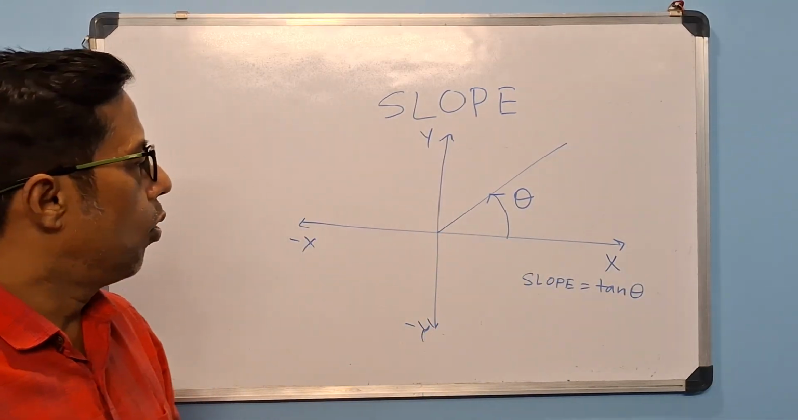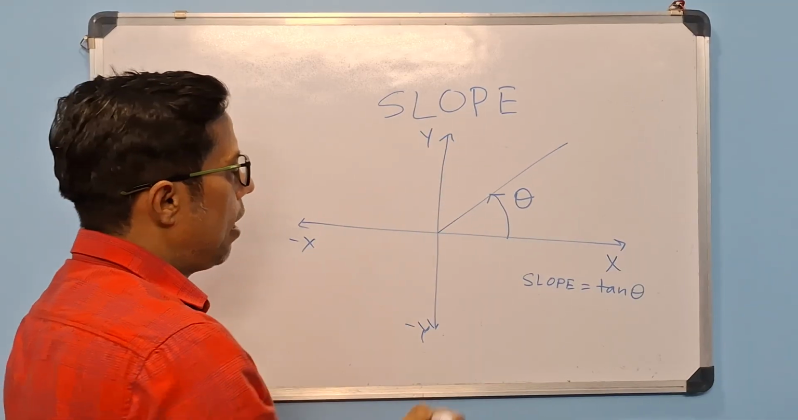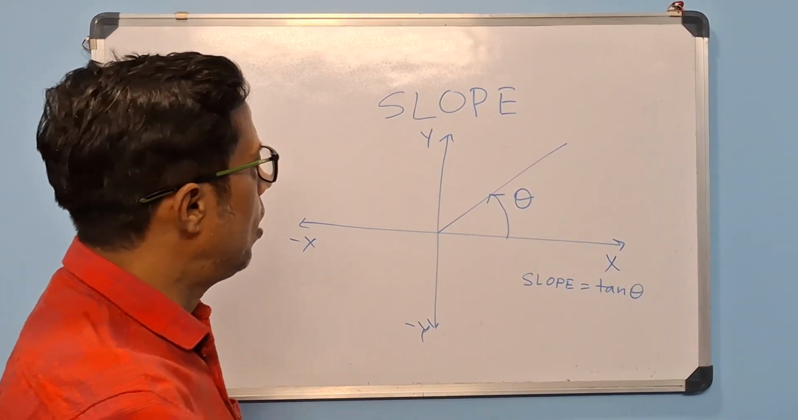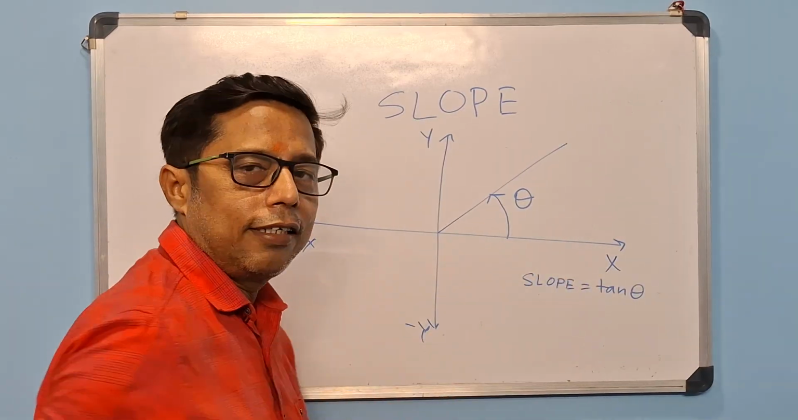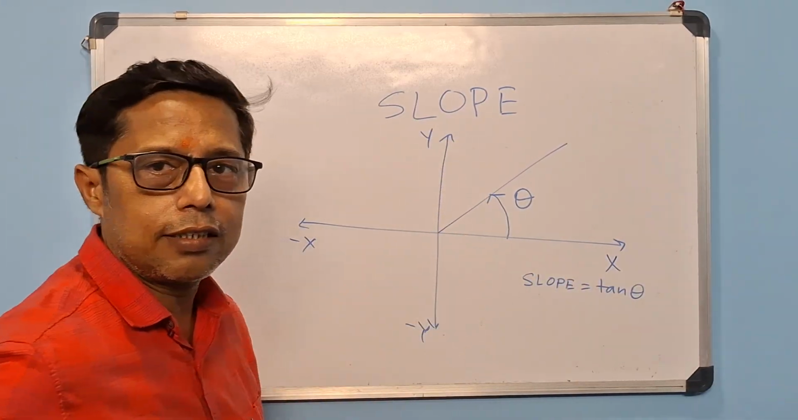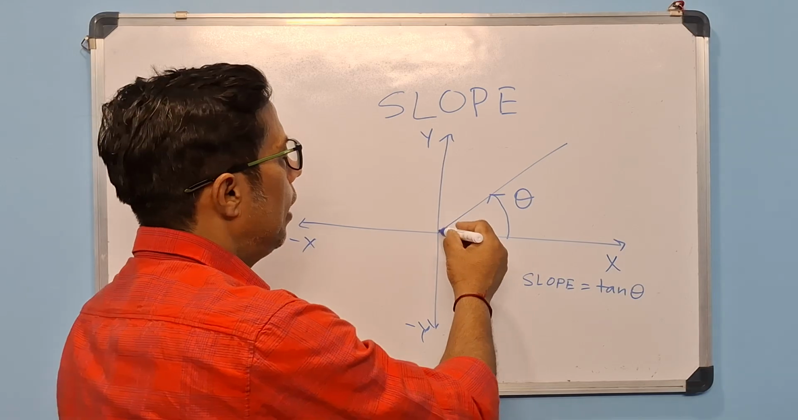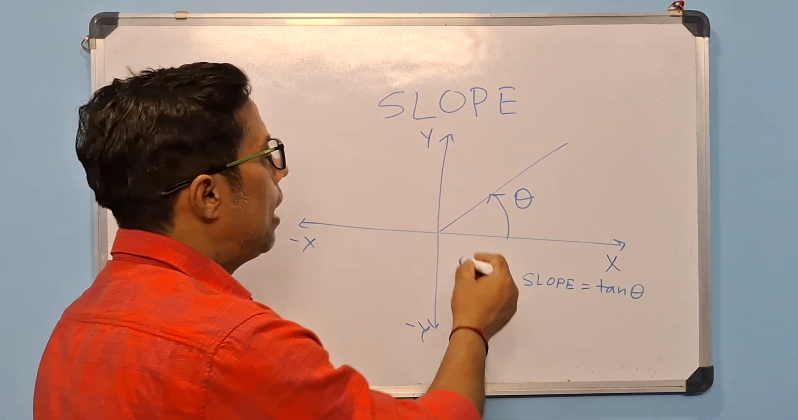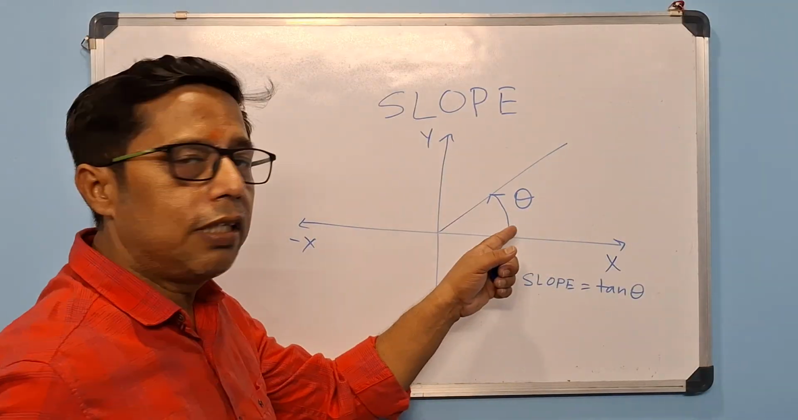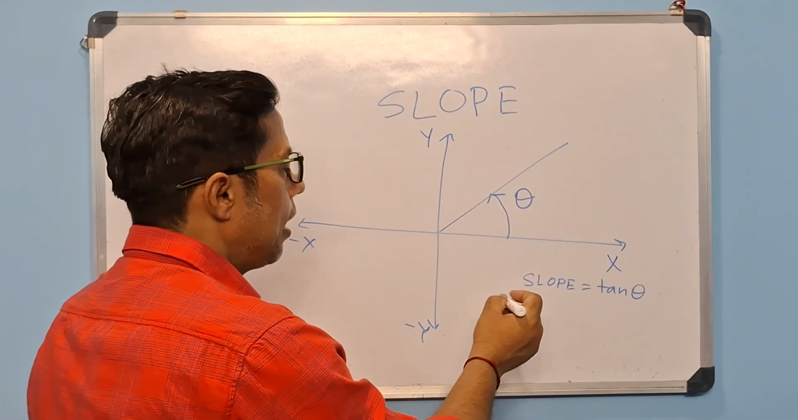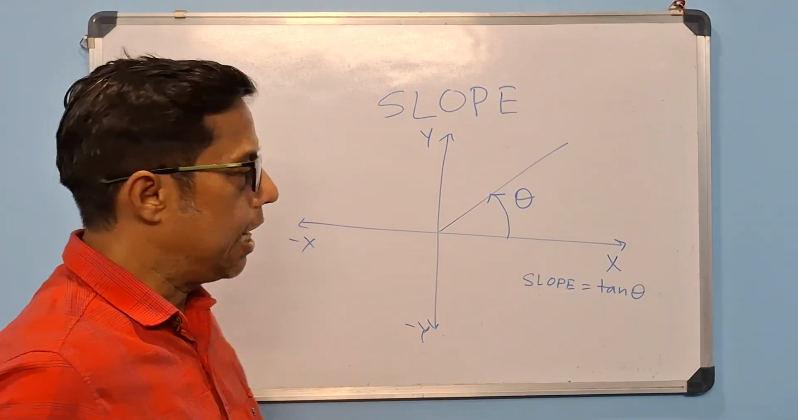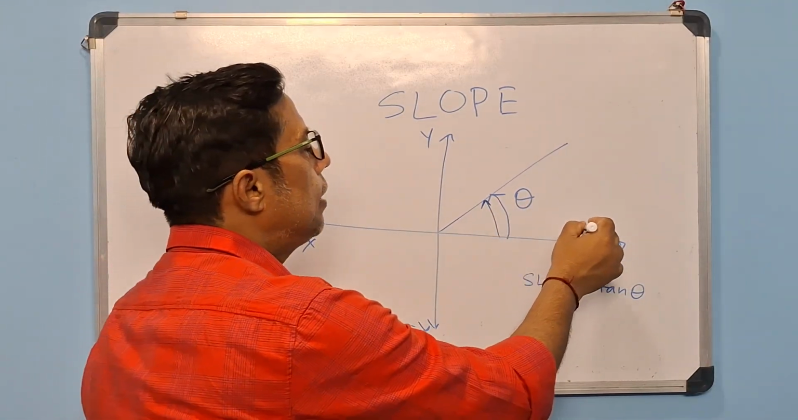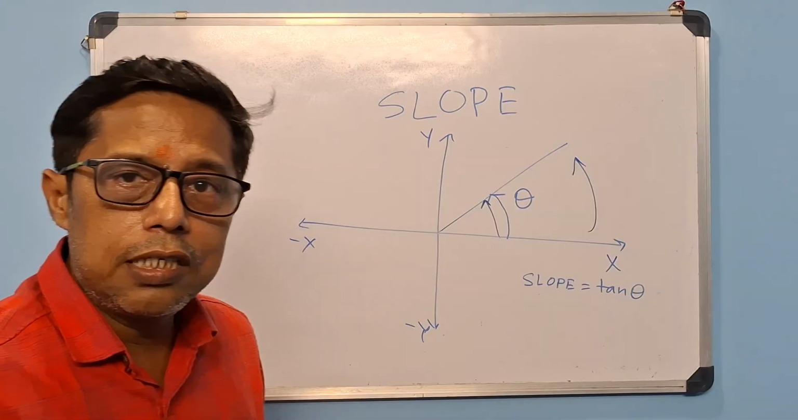So what is slope? This is the y-axis and the horizontal axis is the x-axis. In coordinate geometry, the horizontal axis is the x-axis and this is the y-axis. Any line which has an inclination with the x-axis, let the line have angle theta with the x-axis, then the slope will be tan theta. And this theta is measured in the anti-clockwise direction.